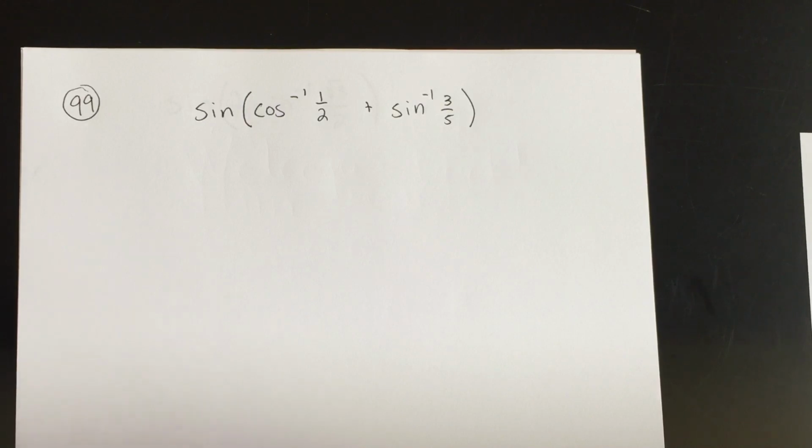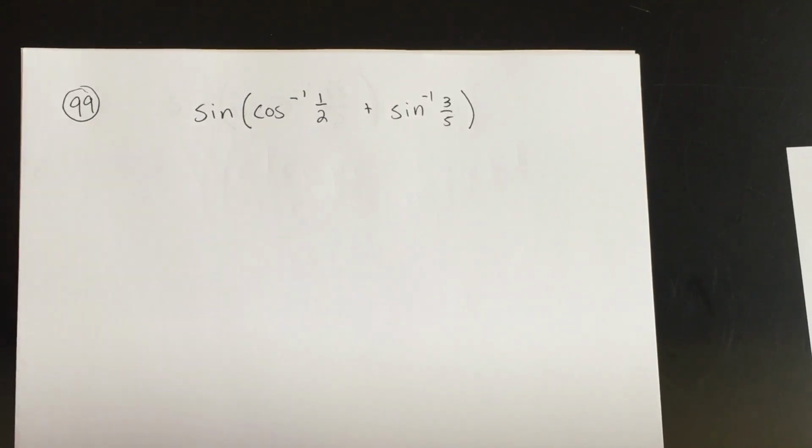Alright guys, so I wanted to go over a couple of these inverse problems that we were starting to do right before this whole coronavirus break interrupted us. I want to go over a couple of these inverse problems and using them with our double angle formula, our sum and difference formulas, etc. This is actually number 99 from the book, but you don't necessarily need your book to follow along with me. So let's run through this real quick. I have the sine of the inverse cosine of 1/2 plus the inverse sine of 3/5.